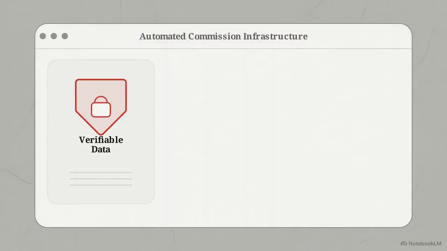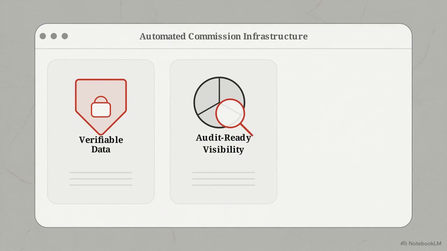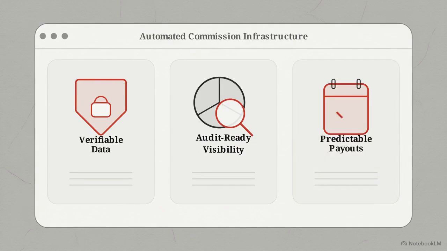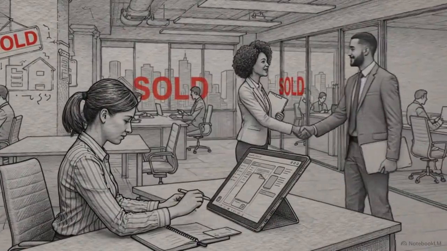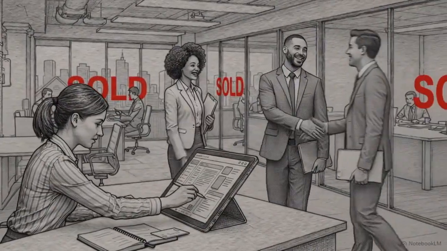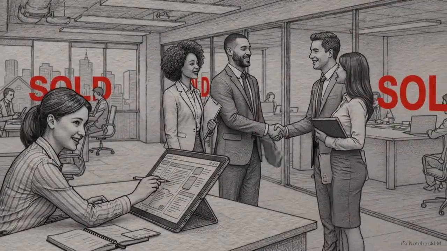This shift provides the infrastructure for verifiable data, audit-ready visibility into every split, and predictable payout timelines. True scale is achieved only when the back-office financial routing system is engineered to move as fast as the sales team it supports.